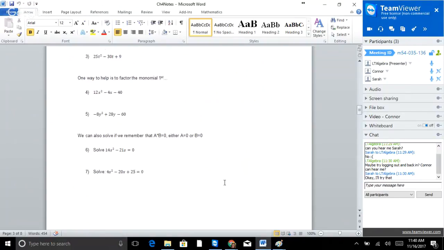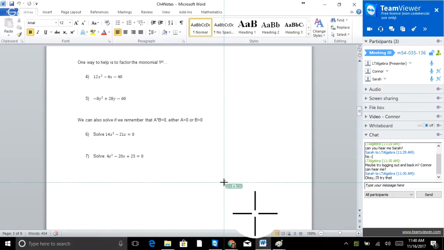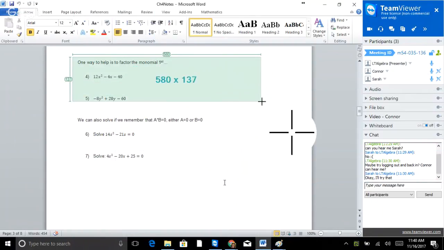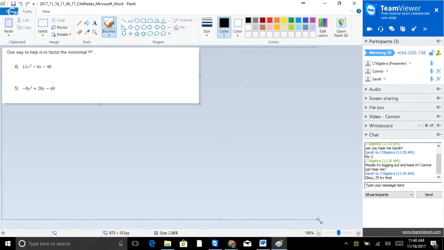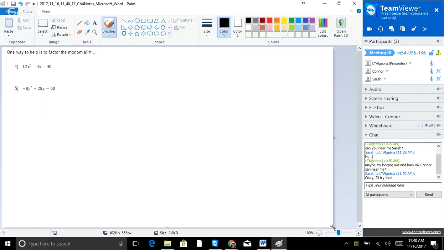Okay, I'm going to skip down a little bit. Let's try 4 and 5. When you look at number 4, it's 12x squared minus 4x minus 40. That looks fun to factor. How many factors of 40 are there? A lot. 1 times 40, 2 times 20, 4 times 10, 8 times 5. Lots and lots of factors. And then 12 has a bunch of factors. I don't really even want to do number 4. That doesn't look fun, right? That's what I would be thinking if I was doing my homework.